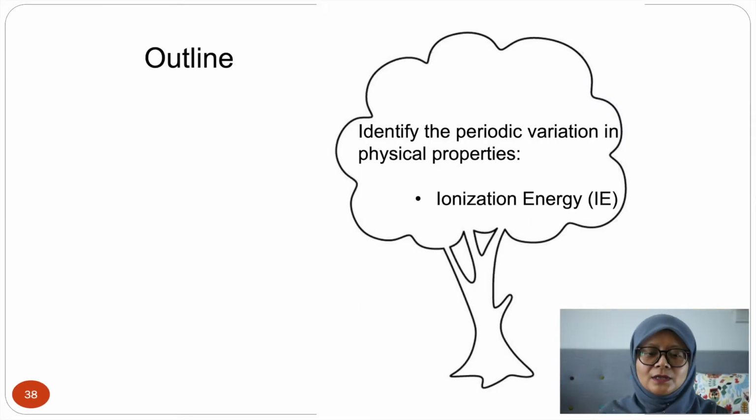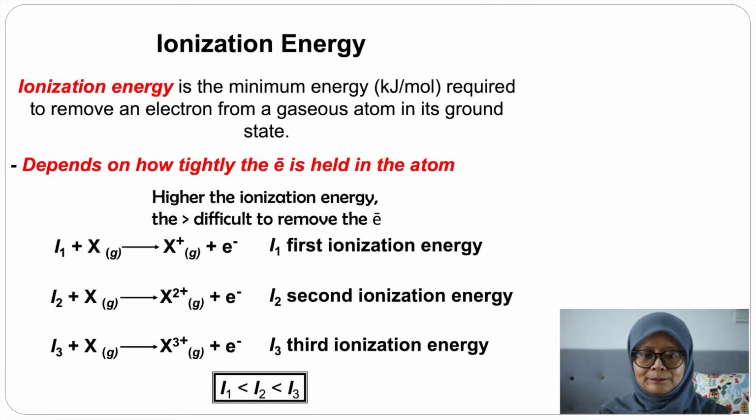Channel. So let's continue with part 4, the chemistry of the elements. In this part 4, we will discuss the ionization energy, still under the identification of the periodic variation in physical properties. For ionization energy, also known as IE.